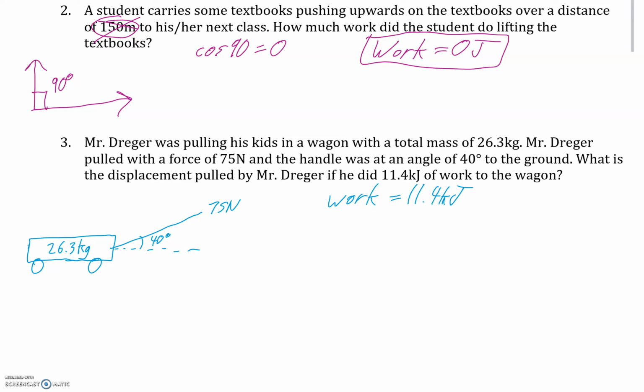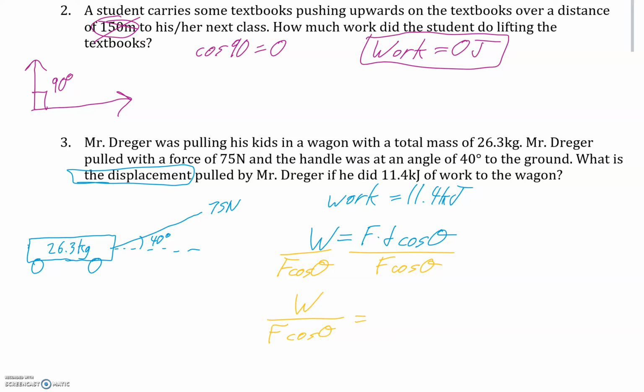then what we can do here is try to solve for the displacement. So work equals force times distance times cos theta. Well, we're looking for the displacement, so let's move things around by dividing by F cos theta on both sides. So we're left with W over F cos theta equals d.